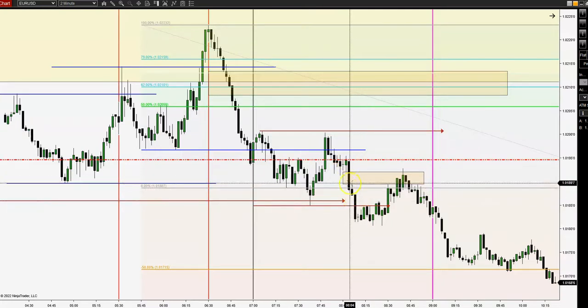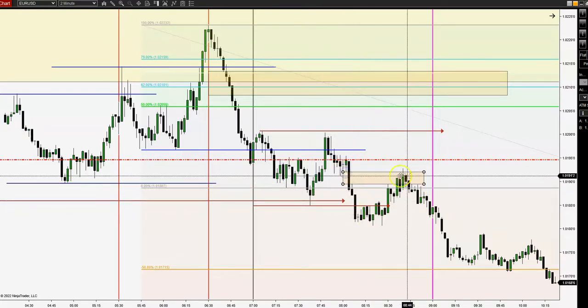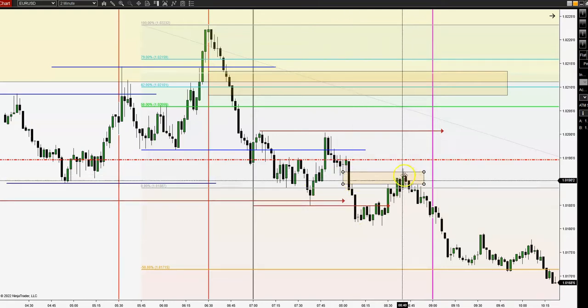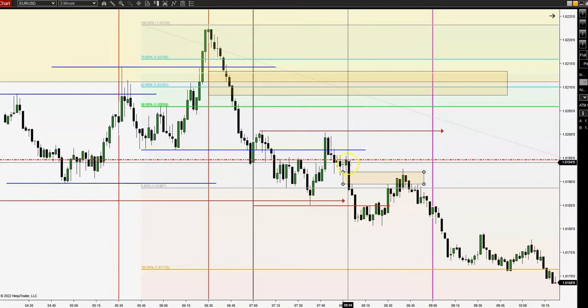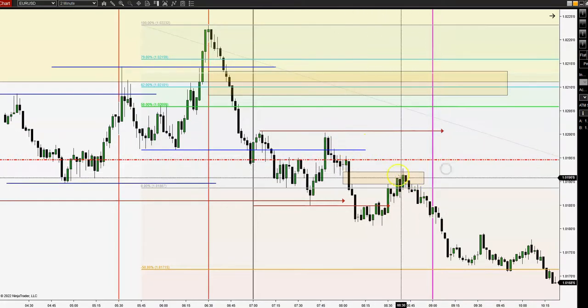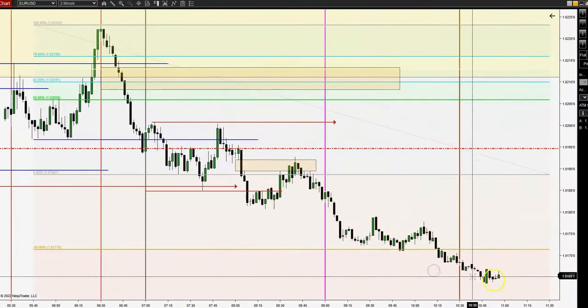displacement, what ICT talks about. You extend that in time here, this fair value gap, and you can see there's the entry here. You could have gone in, stop above here or here, and then you can see that the market came lower.